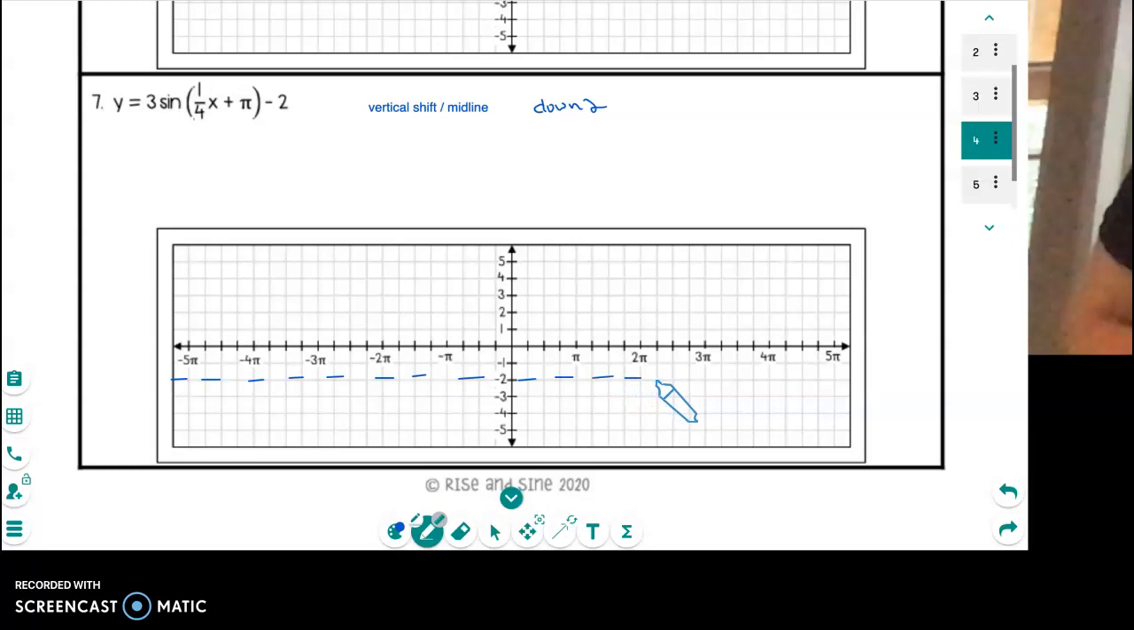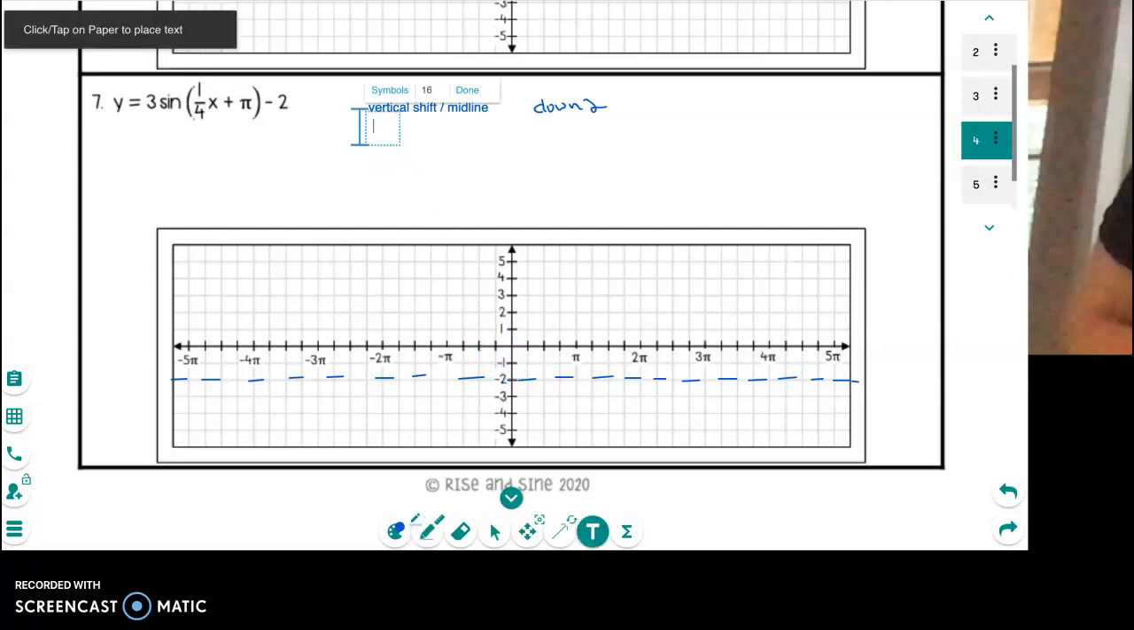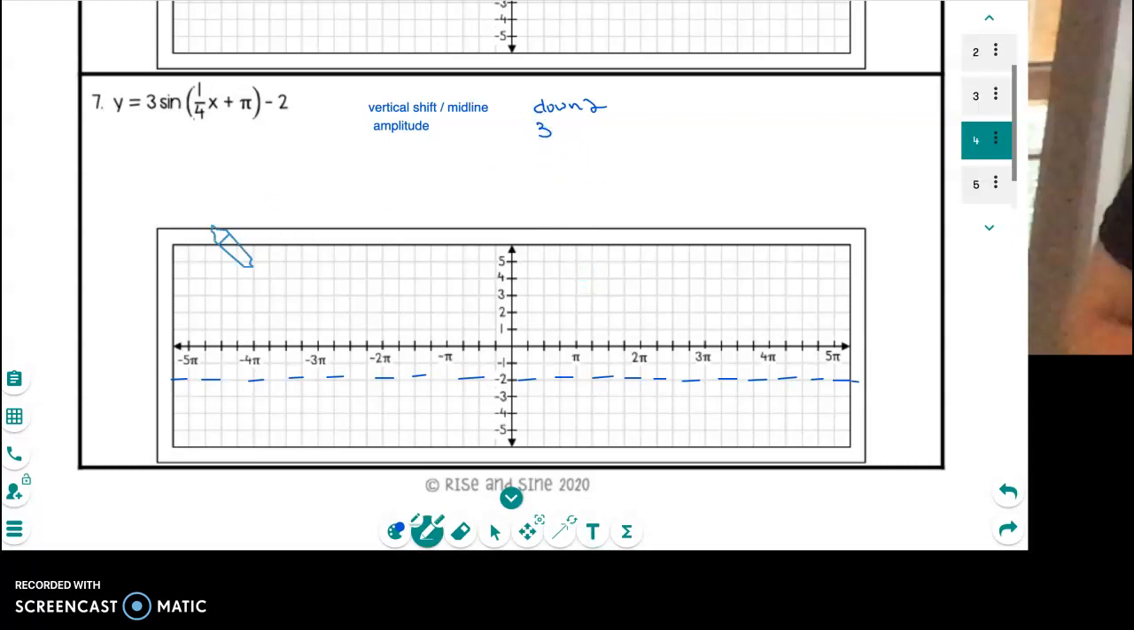Because what I found in the quiz is that a lot of people correctly identified it up at the top, but they didn't actually graph it. They forgot to drop it down 2. So go ahead and draw that midline. The next thing I think it's quite helpful to do is find your amplitude. If we look at this one, the amplitude is 3. And that is enough to get you going on your 5 key points here.